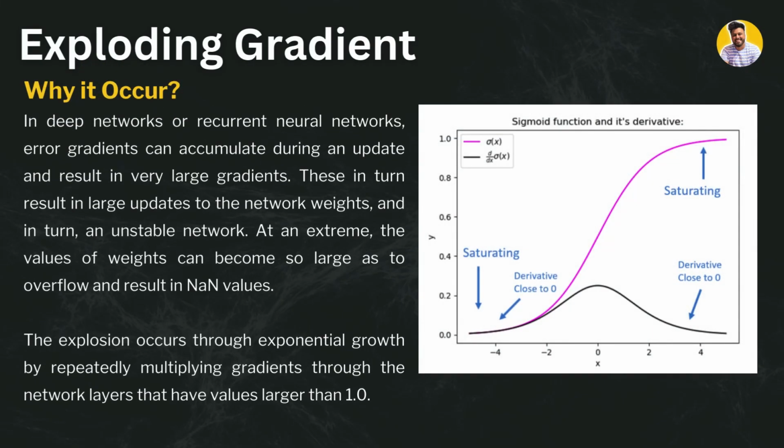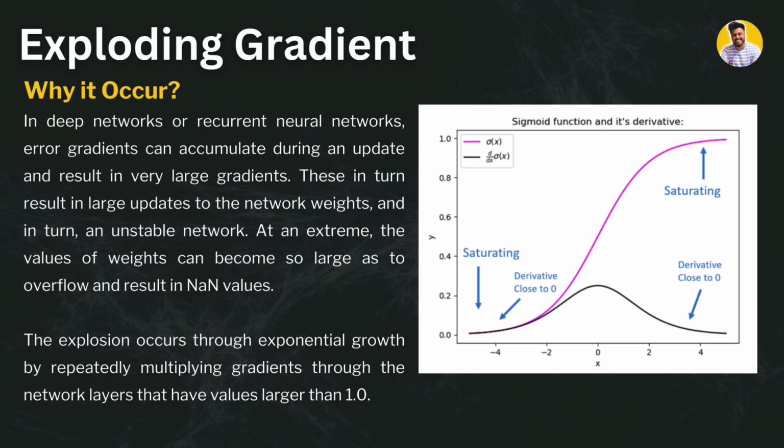Okay, now let's talk about the exploding gradient. In deep neural networks or recurrent neural networks, error gradients can accumulate during an update and result in very large gradients. These in turn result in very large updates to your neural network. That makes your complete neural network become unstable. At an extreme, the values of the weights can become so large as to overflow and result in NaN values of your weights along with your variables as well.